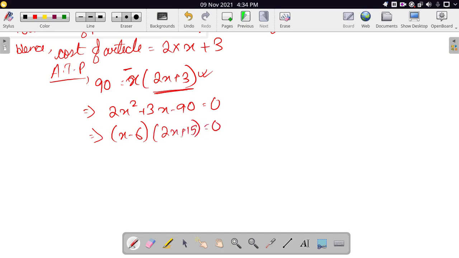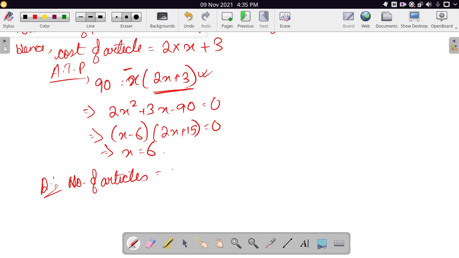X is basically the number of articles that has been produced. So the number of articles cannot be negative. It's very self-explanatory. So x is equal to 6 or x is equal to minus 15 by 2. We cannot take x equal to minus 15 by 2. So number of articles, answer: we had been asked to find the number of articles.